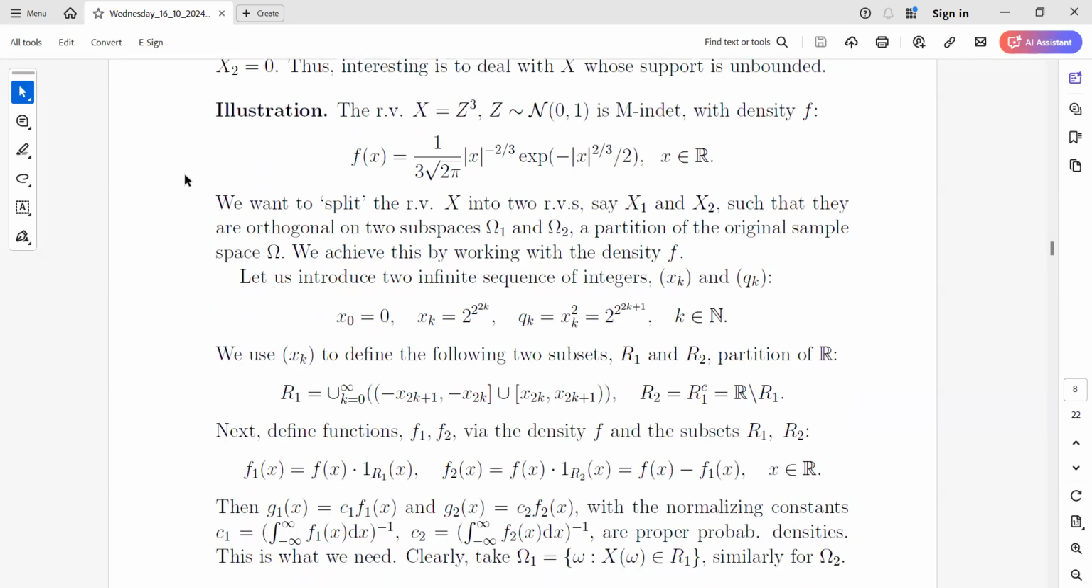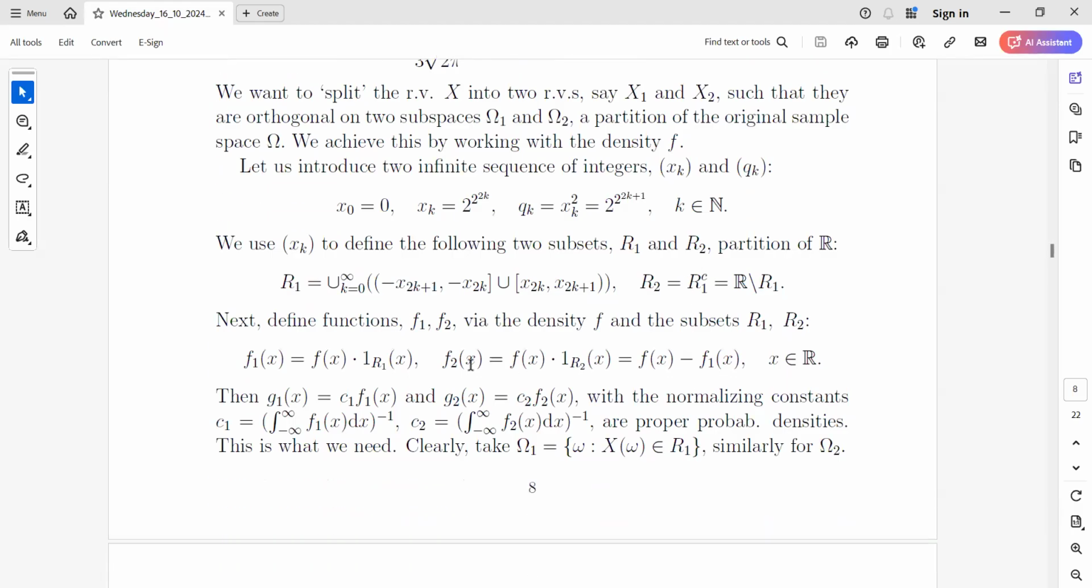And now I will show, this basically is from his paper, but in our presentation. So this is the density. We take two integer sequences, xk and qk. We use xk in order to decompose R. We take some intervals on the left, the other symmetric one on the right, and you can see. Then the other set, R2, is the complement. Now we use our density F. We first define this function F1 and this F2, then we take additional normalizing constants, and we produce two new probability densities, G1 and G2.